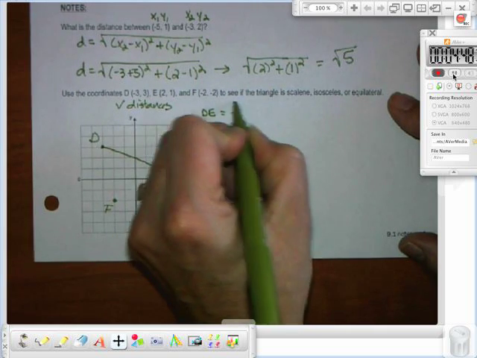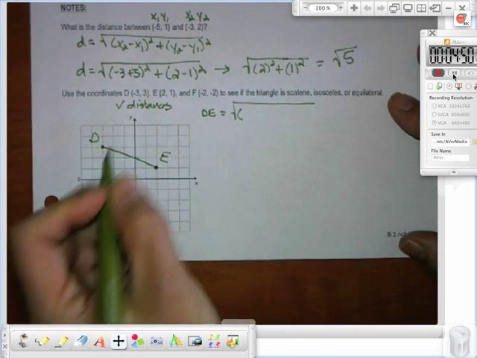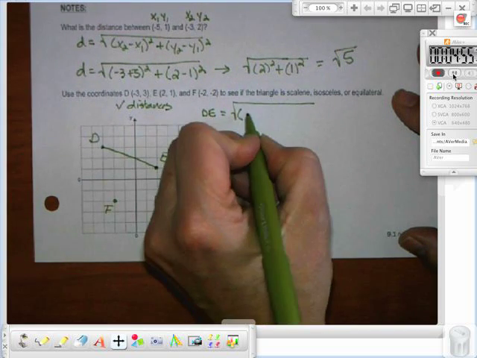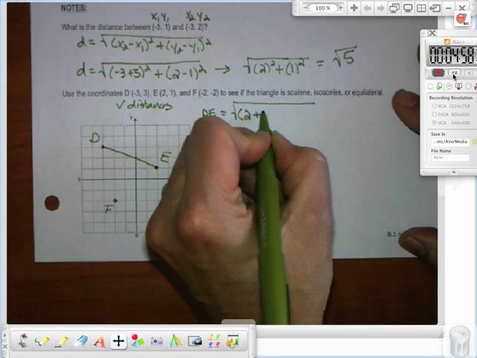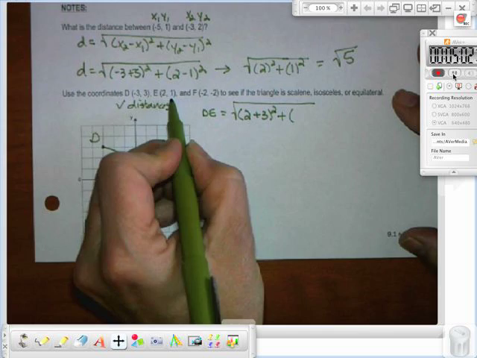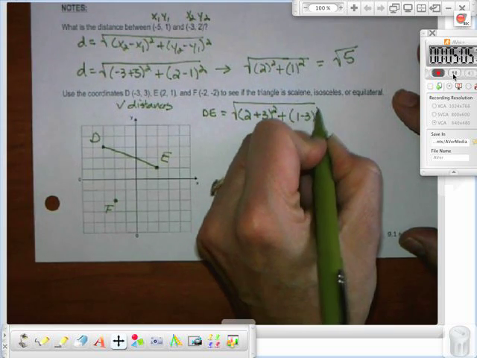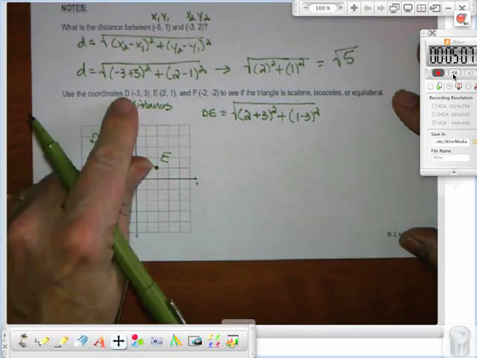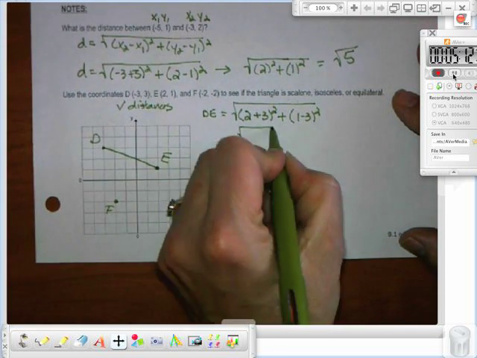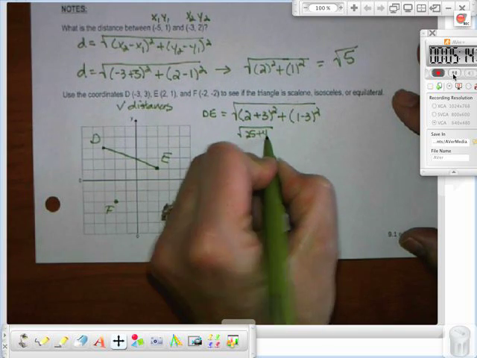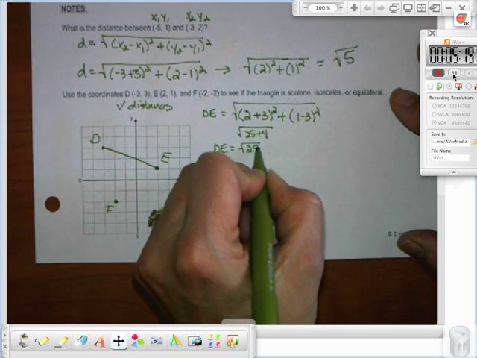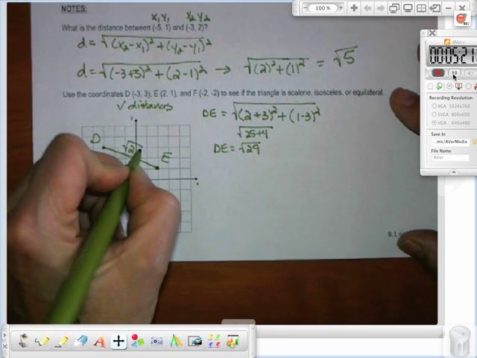Equals the square root of, I'm going to just do x2 minus x1, which is 2 minus a negative 3, is going to be 2 plus 3 squared, plus 1 minus 3 squared. And this is the distance between D and E, so I'm using those 2 points right there, which equals 25 plus 4, and DE then equals the square root of 29. That's the distance, so I'm going to write it right here, the square root of 29.